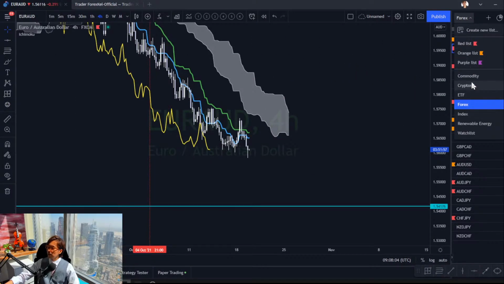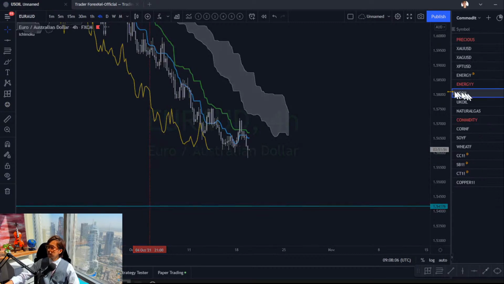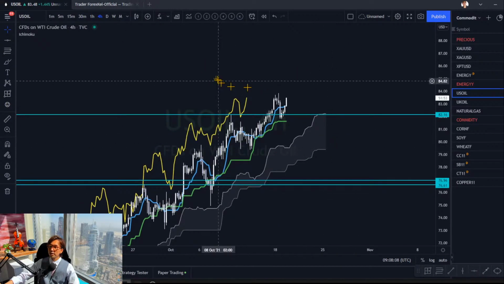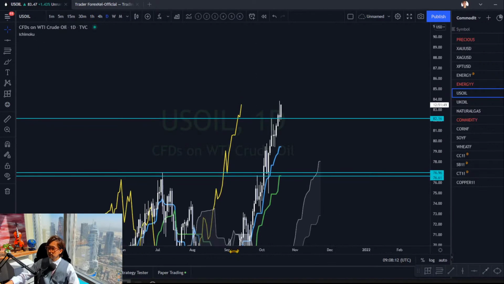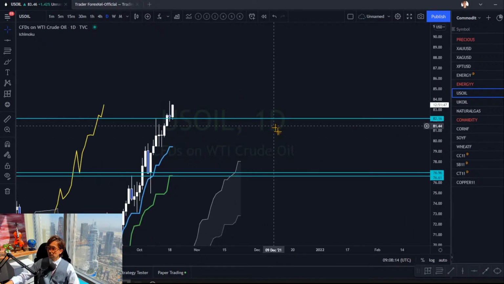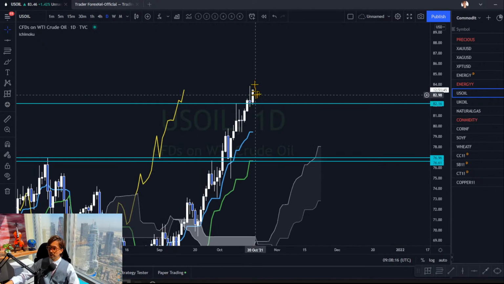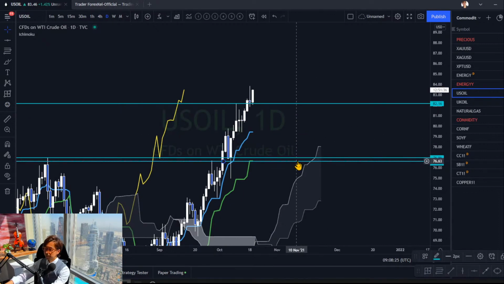Let's see what's happening in oil. WTI, is it still going up? I do look at the daily chart. It is about to break. This is bullish today. So it's about to break the resistance level. Yeah, the oil has been very strong too.